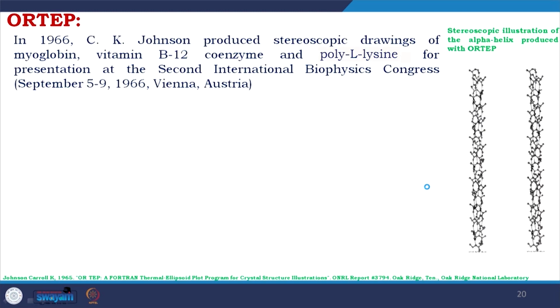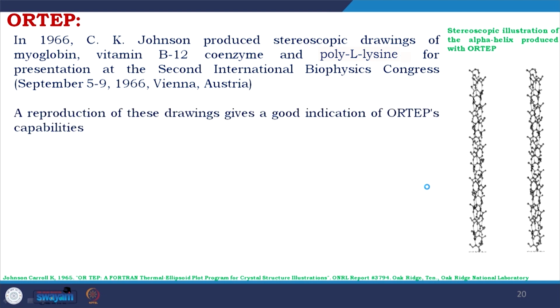In 1966, C.K. Johnson produced stereoscopic drawings of myoglobin, vitamin B12 coenzyme and poly-L-lysine for presentation at the Second International Biophysics Congress in Vienna, Austria. A reproduction of these drawings gives a good indication of ORTEP's capabilities.